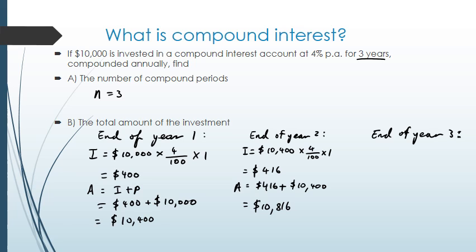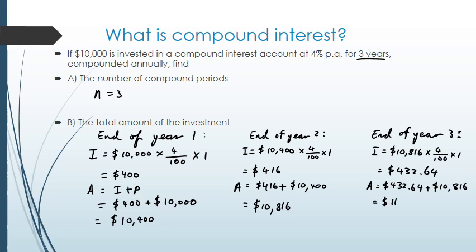So, because of that, we need to recalculate our interest again. We started off with 10,816. Let's find out how much interest we get, which is 432.64. Then looking at our total amount, we get 432.64 plus what we had at the start of the year, 10,816, which you then get 11,248.64.